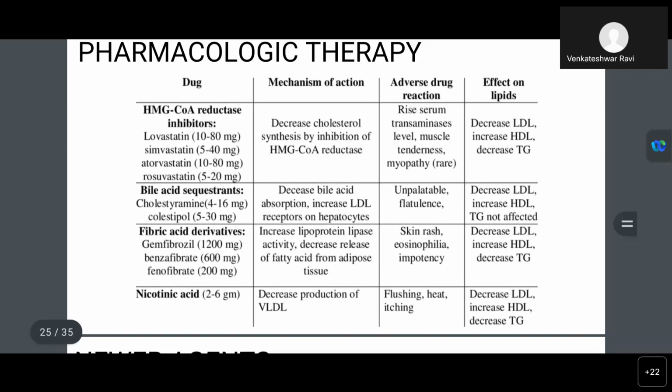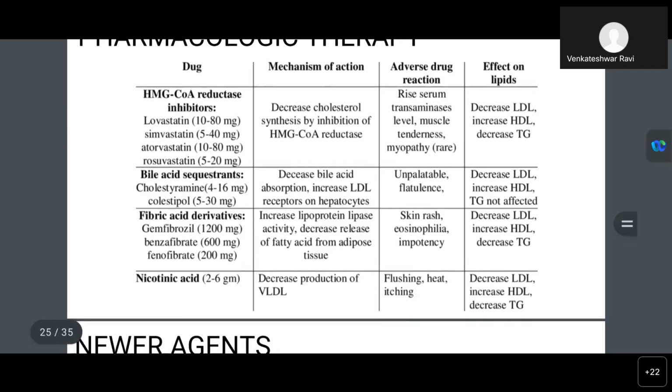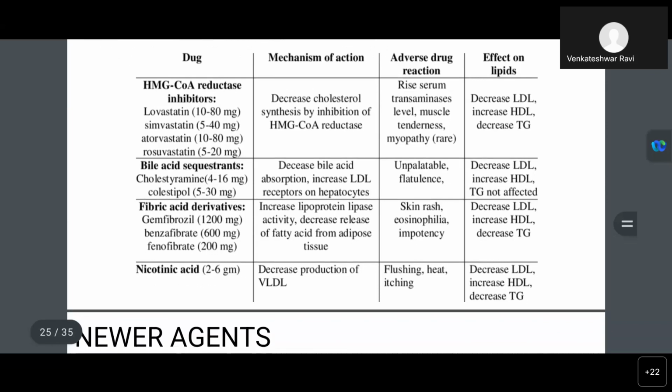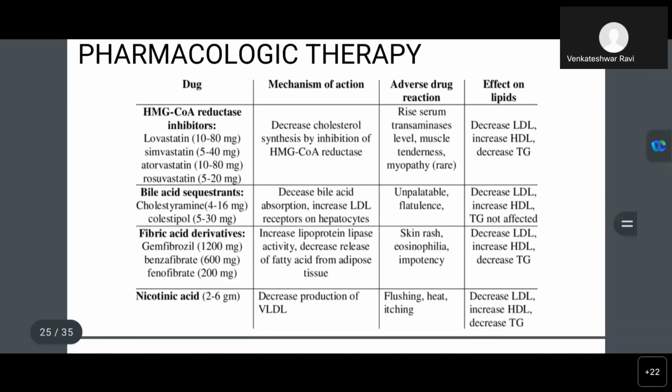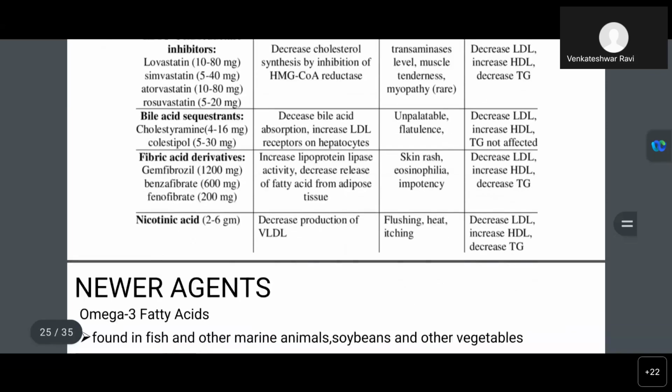Bile acid sequestrants, cholestyramine, decrease bile acid absorption and increase LDL receptors on hepatocytes. Most common is flatulence. Fibric acid derivatives, gemfibrozil, bezafibrate, fenofibrate, increase lipoprotein lipase activity and decrease release of fatty acid from adipose tissue. The most common adverse drug reactions include skin rash, eosinophilia, and impotency. And nicotinic acid decreases production of VLDL. Common adverse reactions include flushing, heat, and itching. The main effect of these is they decrease LDL and increase HDL levels.